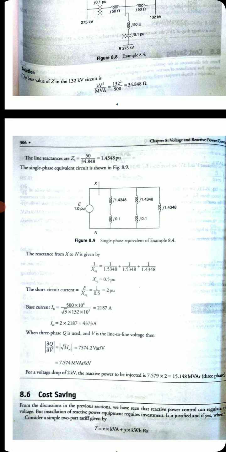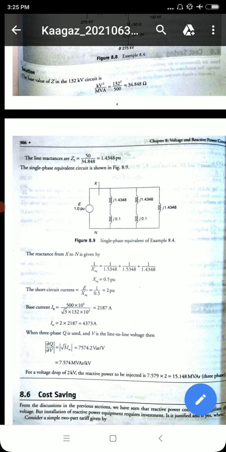When three phase reactive power is used, V is the line to line voltage, and dQ by dV is given by root 3 times ISC, which is 7574.2 watts per volt. If you convert it into MVA, we can write 7.57 MVAR per kV. For a drop of 2 kV, the reactive power to be injected is 2 times that, that is 7.574 into 2, which is 15.148 MVAR to be injected. So this is the solution of the problem.